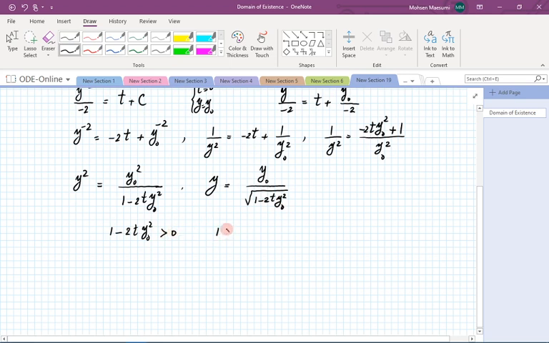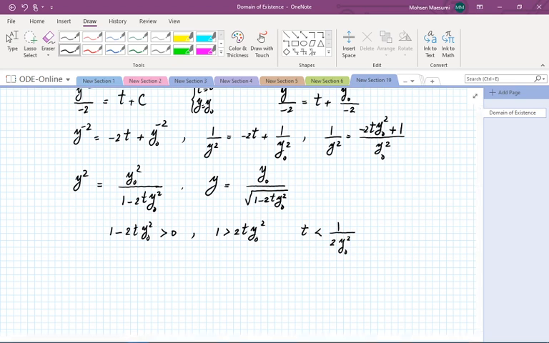So that means 1 has to be larger than 2t y0 squared. So that tells me that t has to be less than 1 over 2 y0 squared. That's our domain. Domain of existence is t less than this quantity.